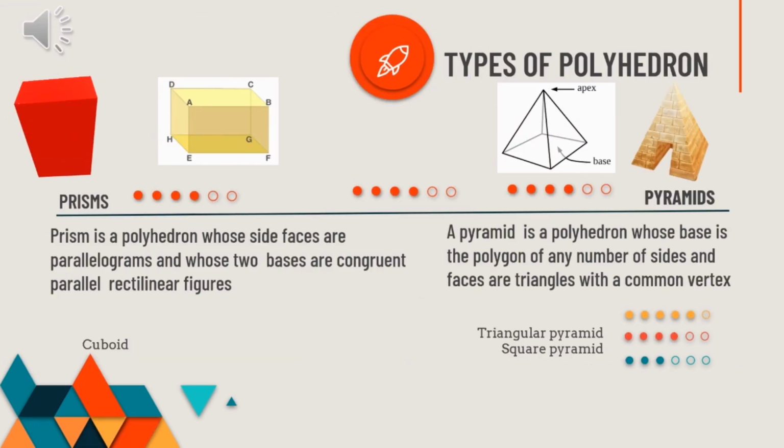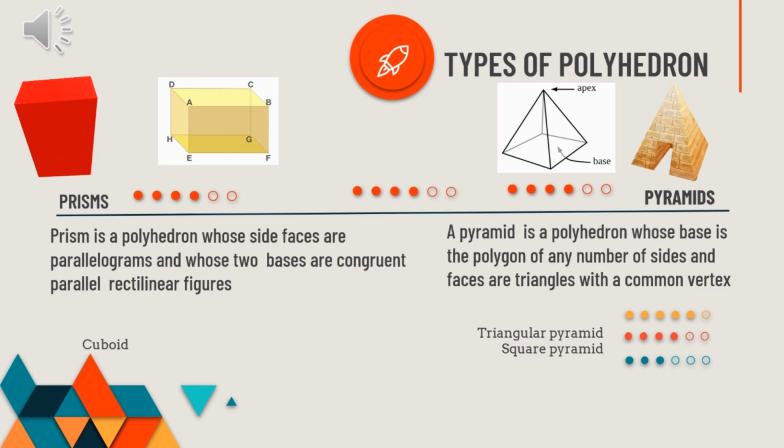Now we will be talking about another 2 types of polyhedrons. They are prism and pyramid. What is a prism? A prism is a polyhedron whose base and top are congruent polygons and whose other faces, that is lateral faces, are parallelograms in shape.